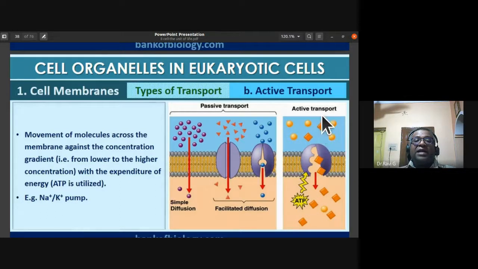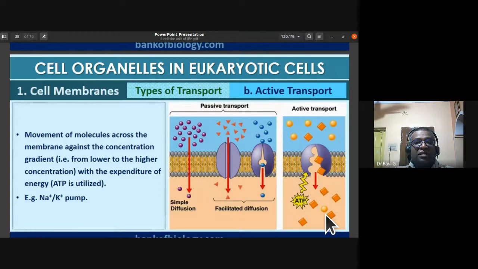See, in active transport, the movement of molecules across the membrane against the concentration gradient, that is, they are moving from lower concentration to higher concentration with the expenditure of energy. That is, ATP is utilized. We call this process active transport. Example, sodium ion pump, potassium ion pump, they are all active transport pumps where there is an expenditure of energy.